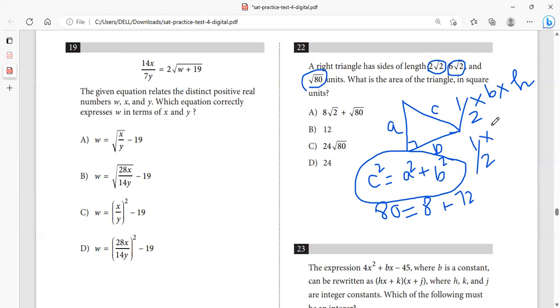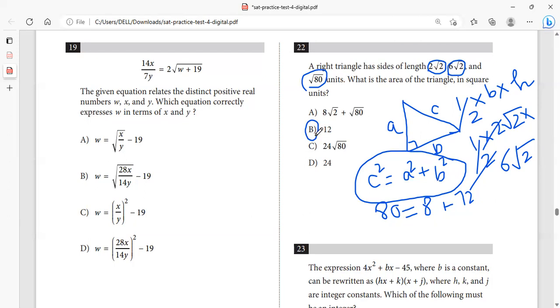Then you have 2 root 2, then you have 6 root 2, right? So this 2 and this 2 get cancelled. You have 6 into root 2 square, which is 6 2s are 12. So the answer should be 12.